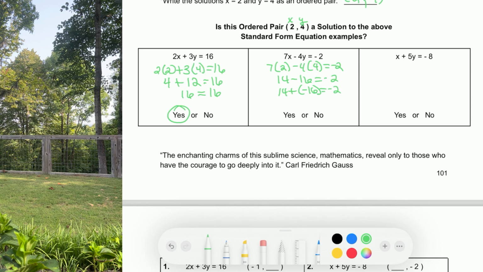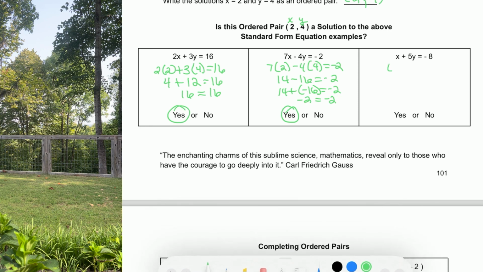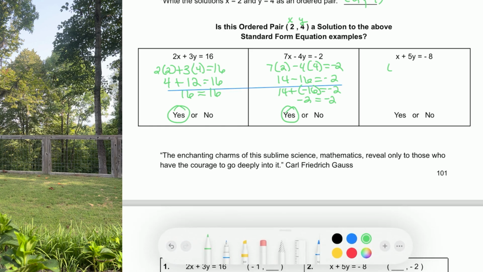So 14 plus negative 16 is negative 2. So that is a solution for this equation as well. Let's look at this last one. X is changed out for a 2, and y is changed out for 4.